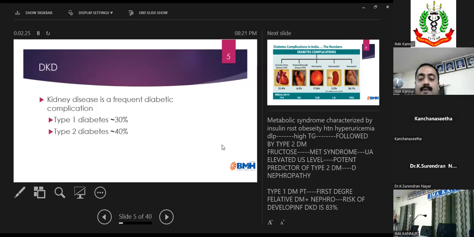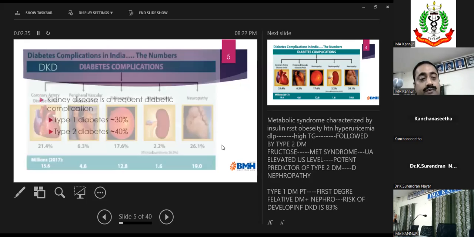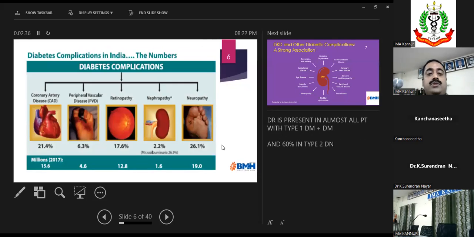Type 1 diabetes patients with first degree relatives with diabetes and diabetic nephropathy have nearly an 83% chance to develop diabetic nephropathy. What are the common complications that we see? The common complications will be cardiovascular disease and peripheral neuropathy. But yes, 2% of the patients suffer from diabetic nephropathy, but this 2% actually end up in dialysis and increased cost of healthcare.